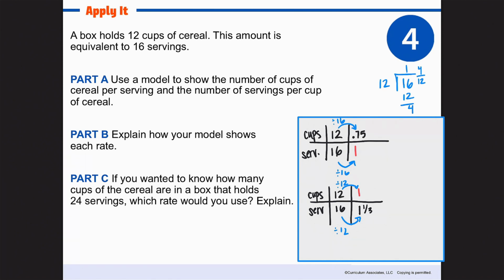Explain how your model shows each rate. Well, our model shows each rate because we divided by 1 part of the ratio to find the serving or the cup. If you wanted to know how many cups of cereal are in a box that holds 24 servings, which rate would you use? So if I want to find 24, I could do this and just add in the 24 servings. Okay? Then I would be able to just go ahead and go like that.